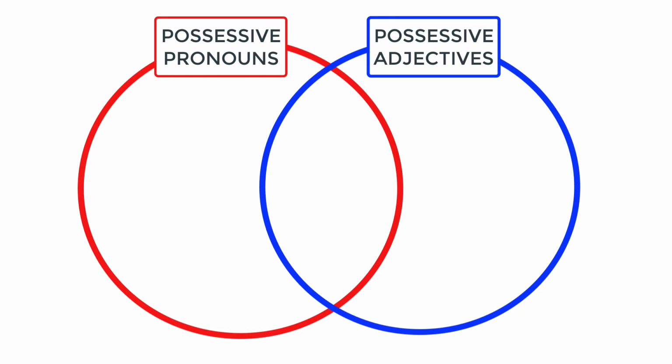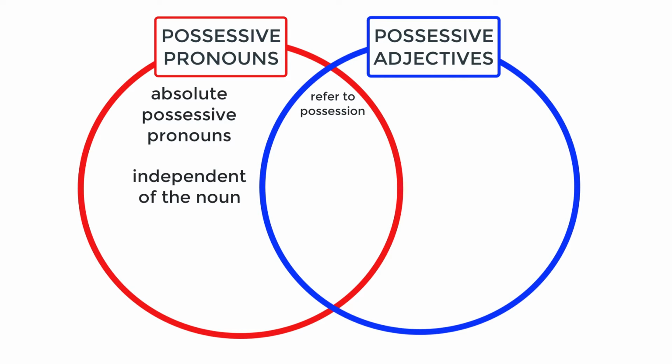Possessive pronouns and possessive adjectives can be easily confused as both refer to possession, but their usage is quite different. Possessive pronouns are also called absolute possessive pronouns because they do not need to be used alongside a noun. They are independent of the noun because they replace the noun or the noun phrase.